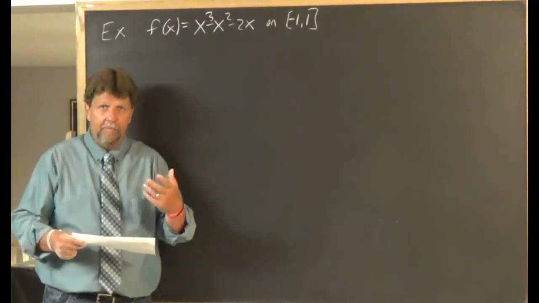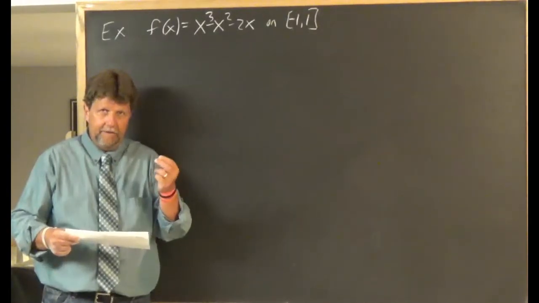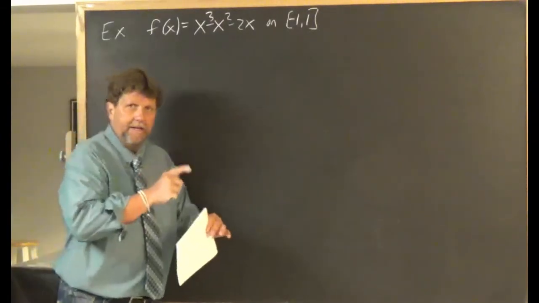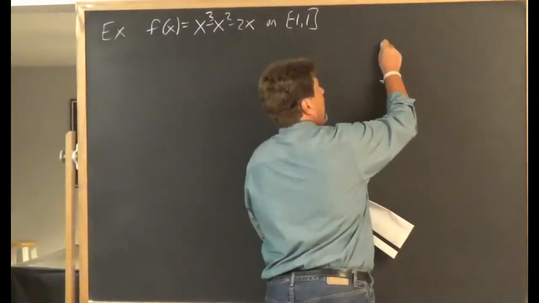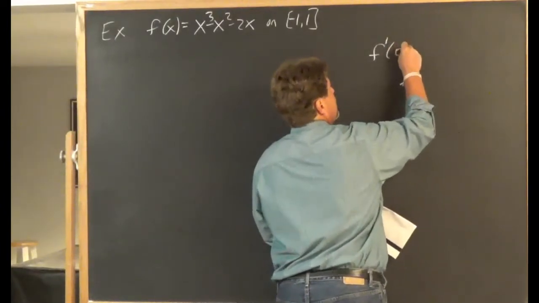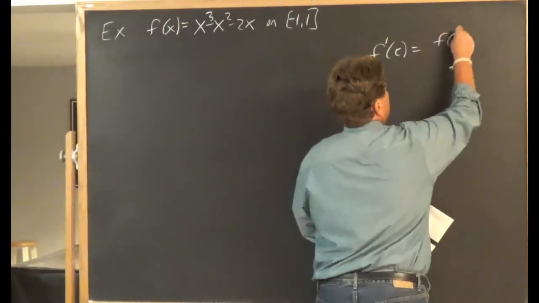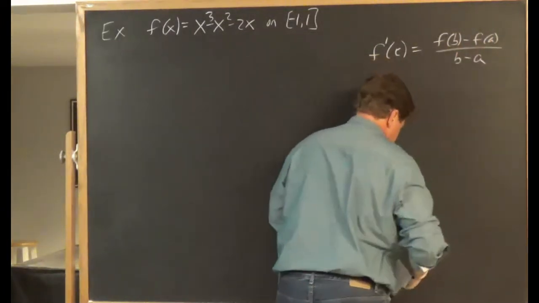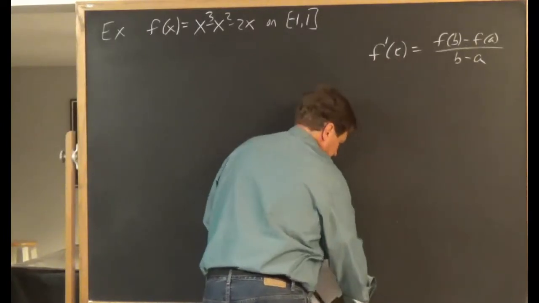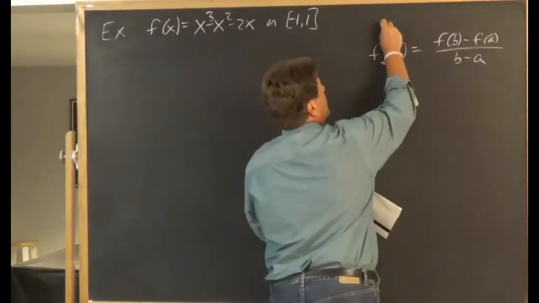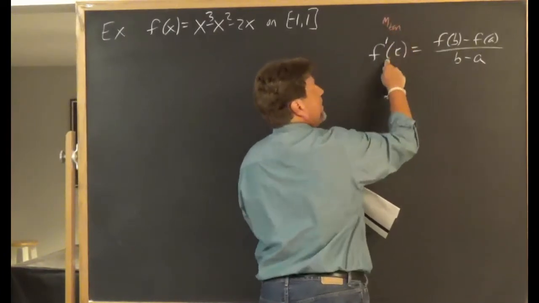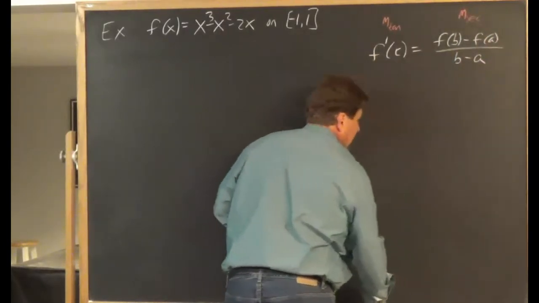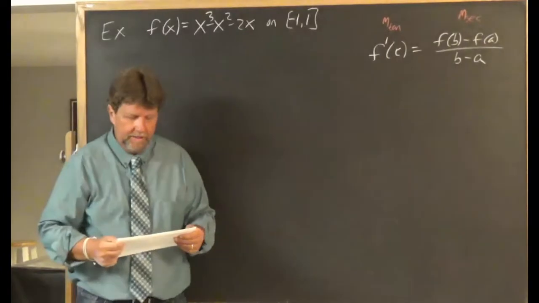So I'm just looking now at part B. We're going to find all values of c that are guaranteed by the mean value theorem. So again, I'm going to come over here and write down the mean value theorem. The mean value theorem says f prime of c is equal to f of b minus f of a over b minus a. Remember, that is saying nothing more than slope of the tangent line is equal to the slope of the secant line. That's all the mean value theorem is really saying.